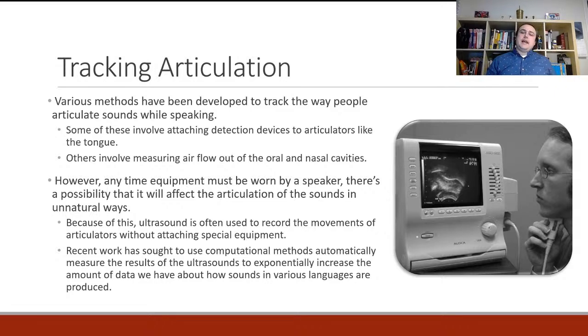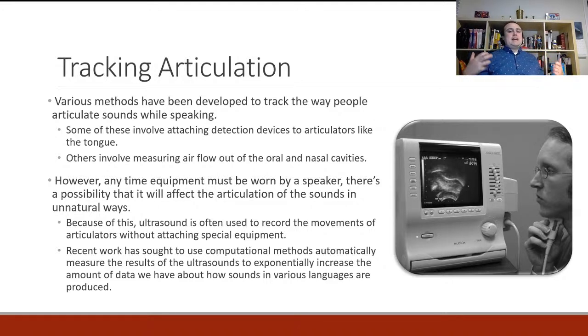Other methods include like putting some kind of chemical on the roof of your mouth, taking a picture of the roof of your mouth before you say something, then having you say the thing, taking a picture again, and you basically get to see the lines that get drawn there on the roof of your mouth in whatever was put up there. And then the last example here is measuring airflow out of the oral and nasal cavities. So you can wear like a mask that kind of looks like a Darth Vader mask or something, and it measures how much air is coming out of your nose, how much air is coming out of your mouth, and can provide quantitative data on that part of your articulation.